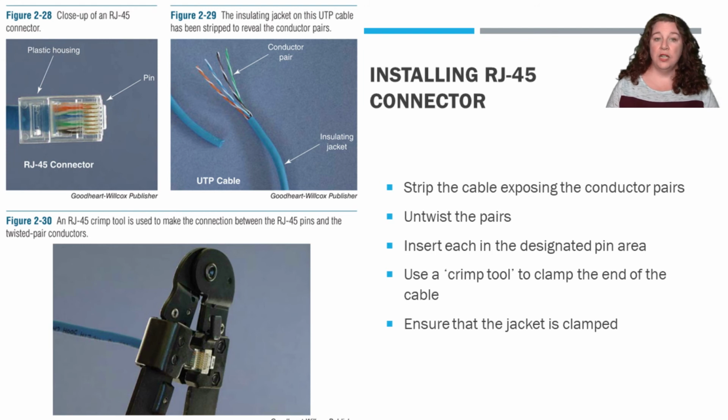The way we install it, you strip the cable, expose the pairs, untwist the pairs to get each of the 8 wires correctly, put them all in a line to get them in their designated pin area, and then use the crimp tool to clamp the end of the cable. Make sure when you clamp it that your jacket is inside the clamp. Otherwise, you get crosstalk.